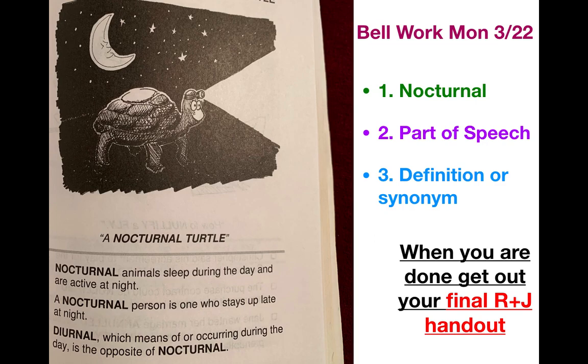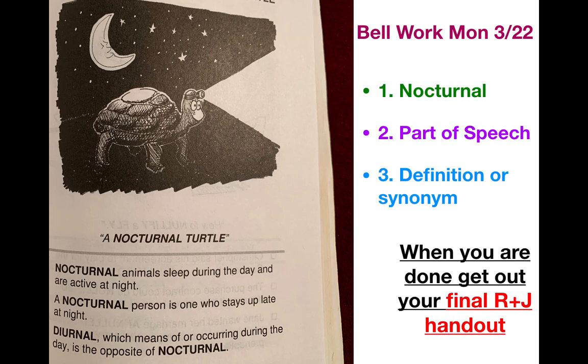Okay, here we have a turtle that is nocturnal. What part of speech is a turtle? A turtle is a thing, so it's a noun. What kind of turtle? A nocturnal turtle. So nocturnal is describing the noun, which makes it an adjective.